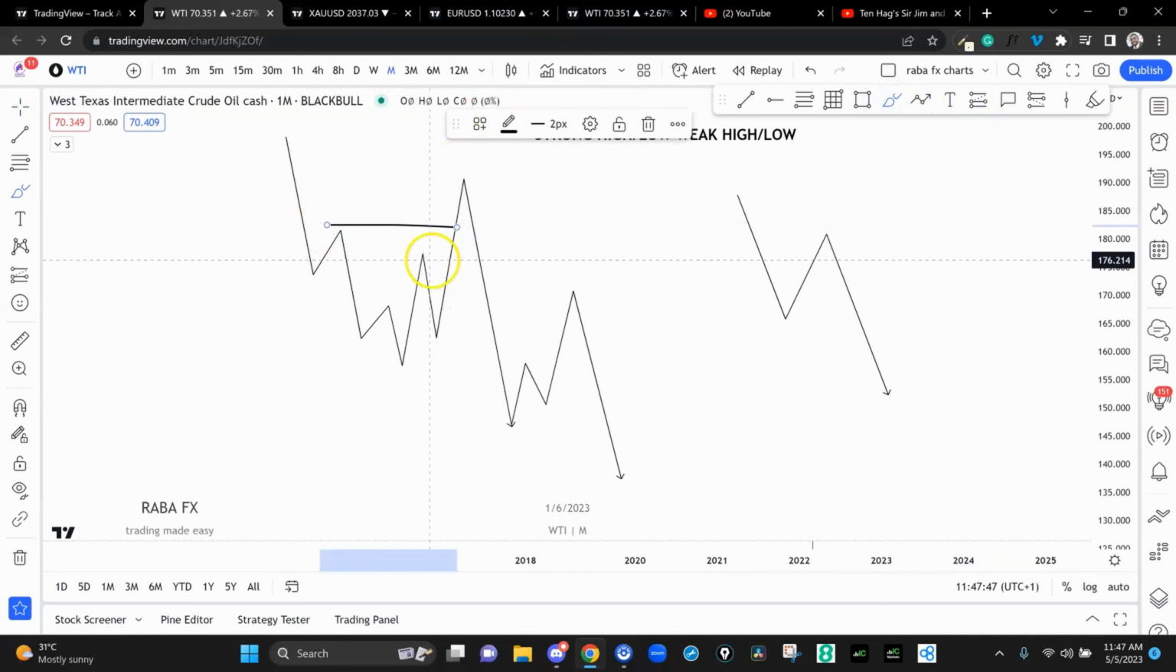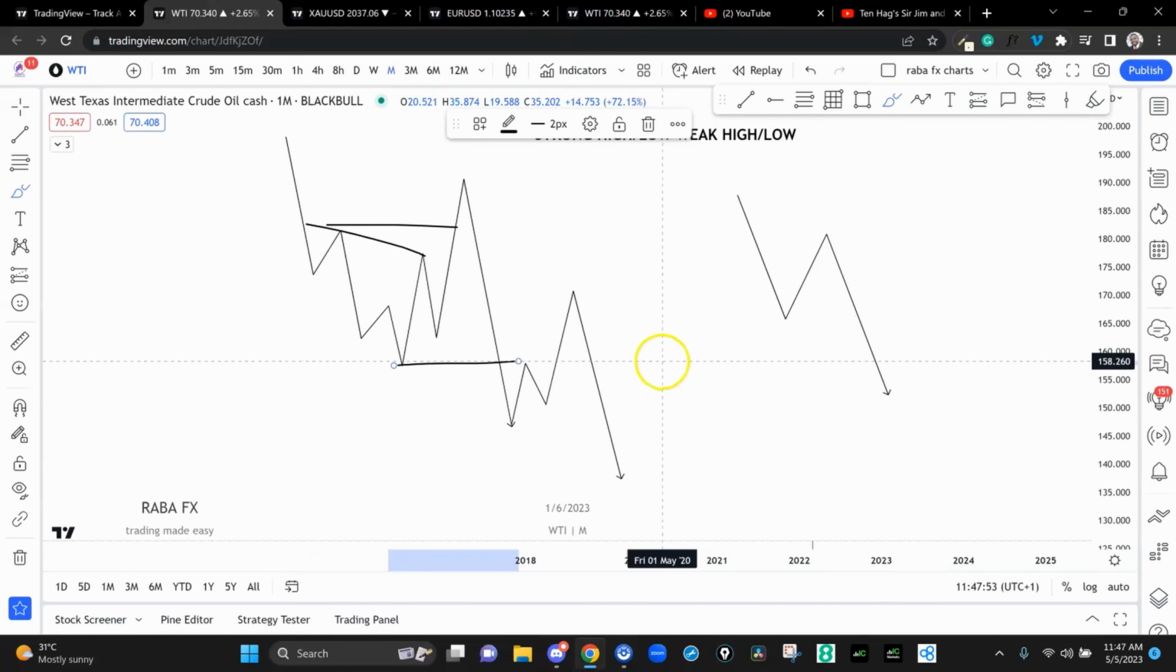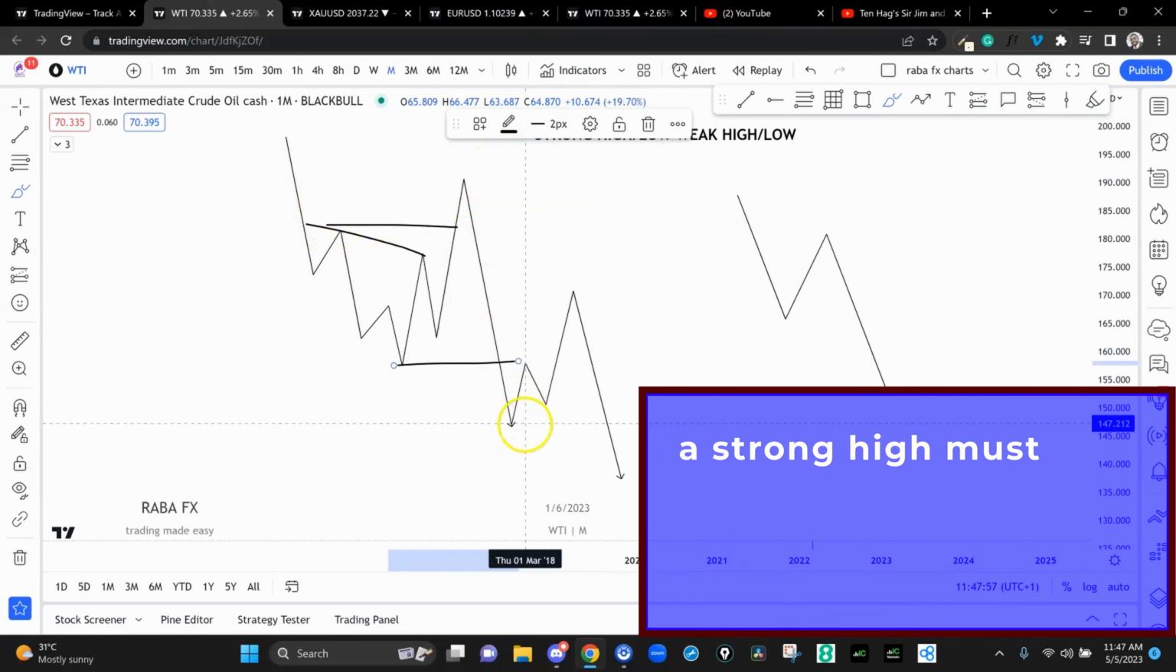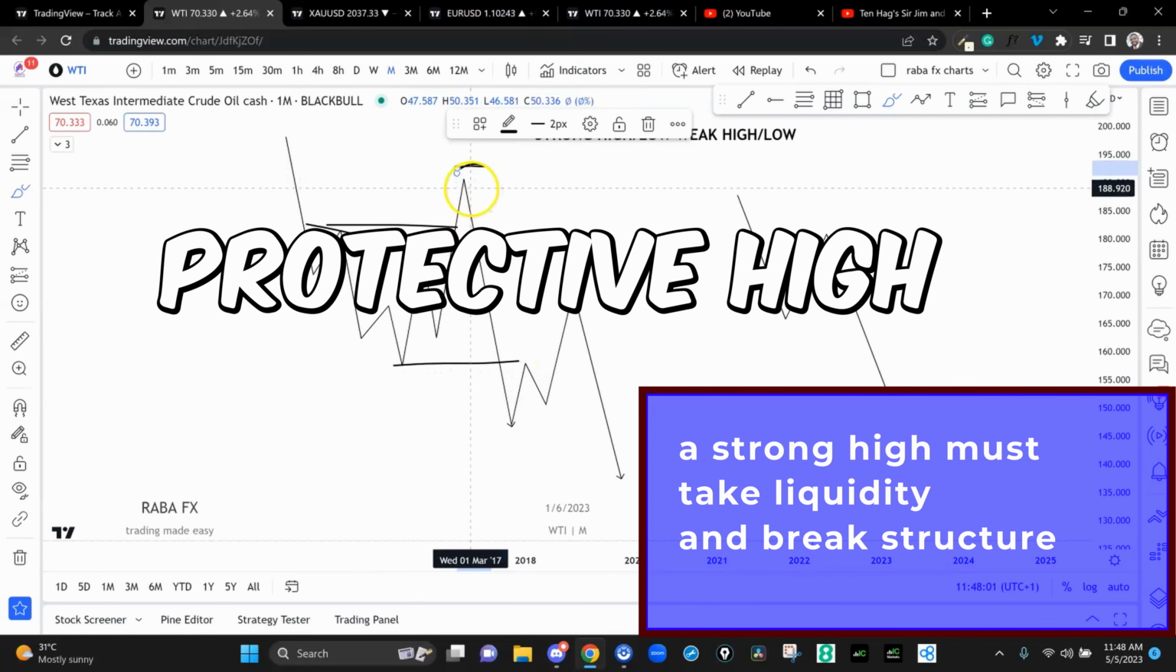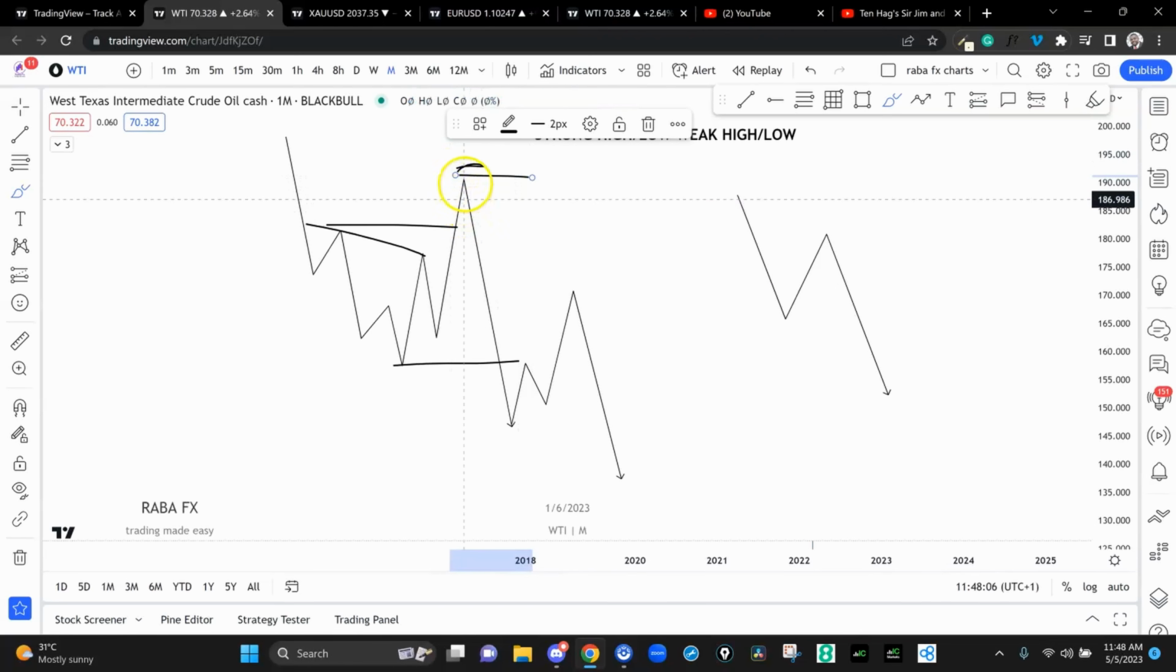This high took out this liquidity, this equal high, and broke structure. Those are the two criteria for a strong high. A strong high must take out liquidity and it must break structure. Some people will call it a protective high. This is where you can place your stop loss with a higher percentage that it will not get hit. Why? Because you consider it a strong high simply because it took out liquidity and it broke structure.